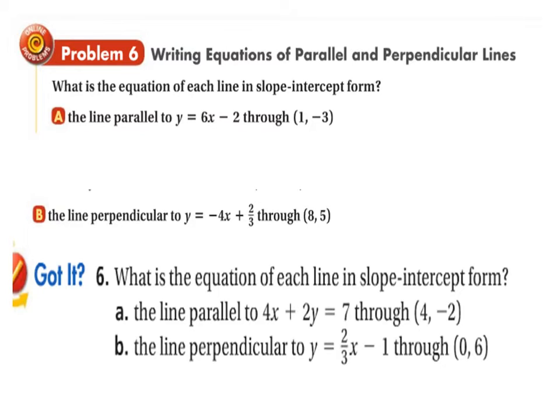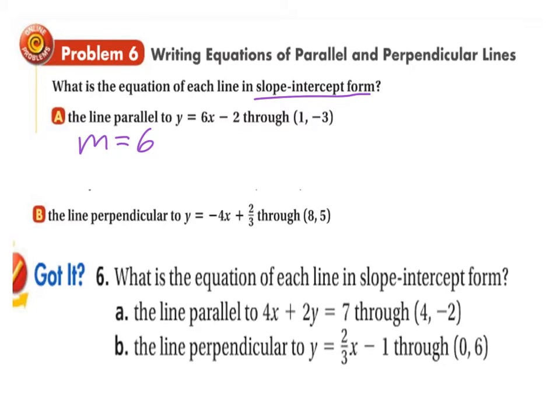Otherwise, what we're going to take a look at doing here is, given that we want to write a line parallel to y equals 6x minus 2 that goes through (1, -3), what would that be? And they are asking for slope-intercept form. Since we're parallel to y equals 6x minus 2, that means that the slope of our line has to be the same as that one, and the slope for y equals 6x minus 2 is 6.